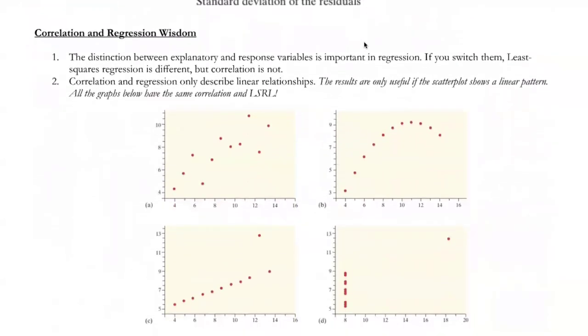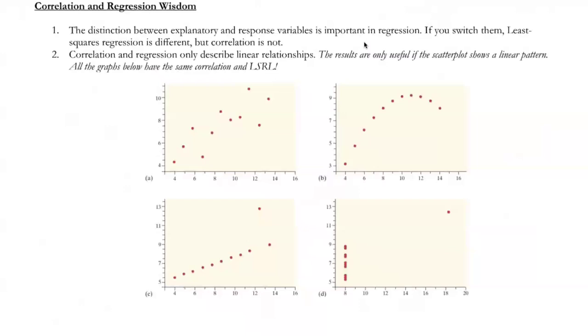Next, just a few little things on regression. The distinction between explanatory and response variables is important. If you switch them, the correlation is not affected, but definitely your least squared regression line is, right? If you flip them, you may have something that's more positive, more, steeper slope, things like that. Different y-intercept, those types of things. So definitely think about that in terms of how that's affecting correlation and the line as well.